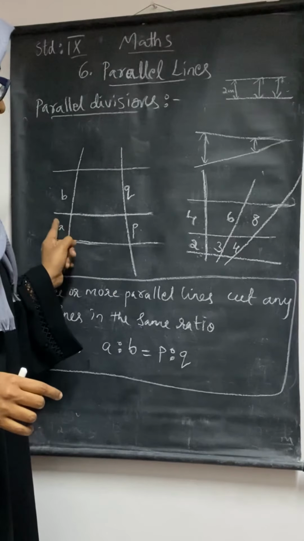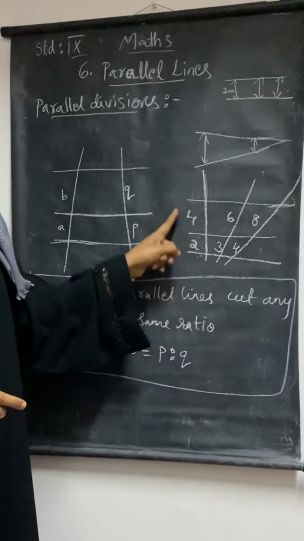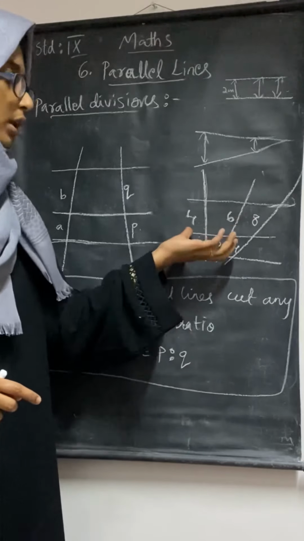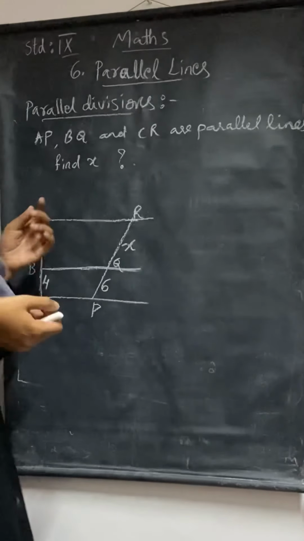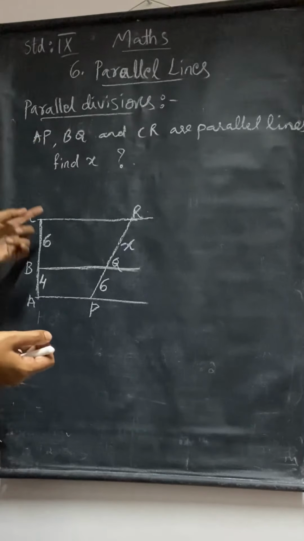So understood now? Instead of the letter, if I do the number 2:4, 3:6, 4:8. Not only this number, any number it can be. So this is the definition. Based on the parallel division, we are going to do one problem.